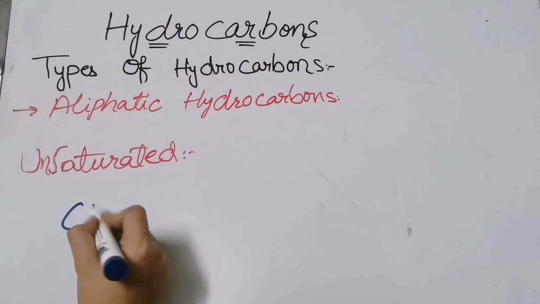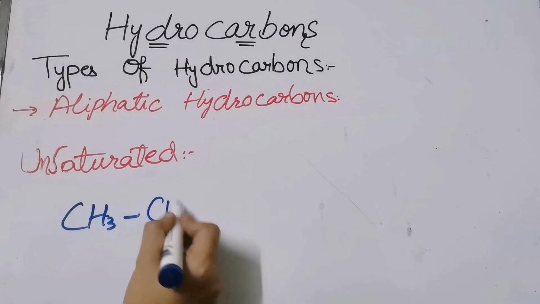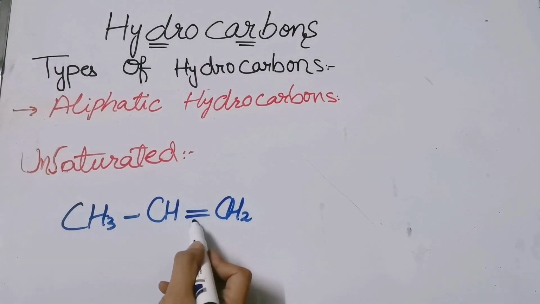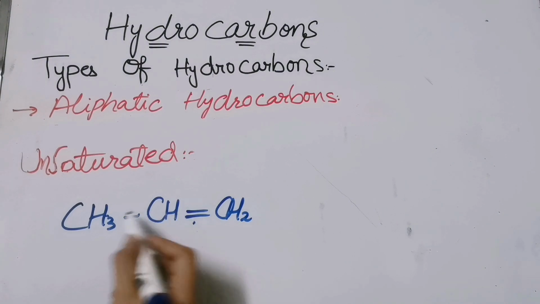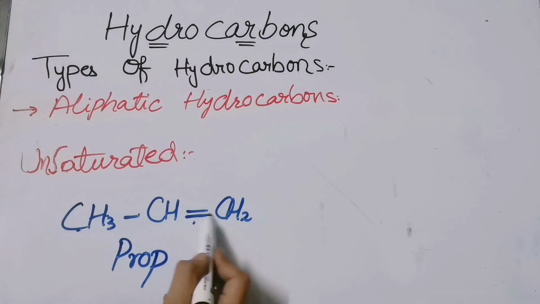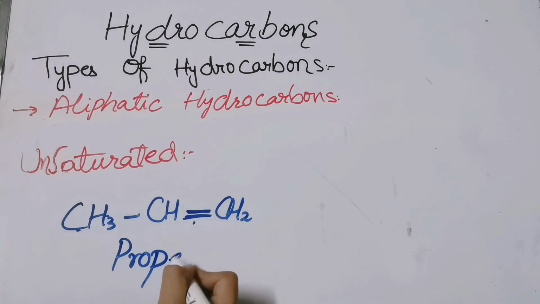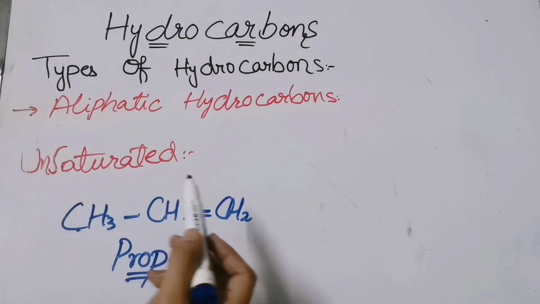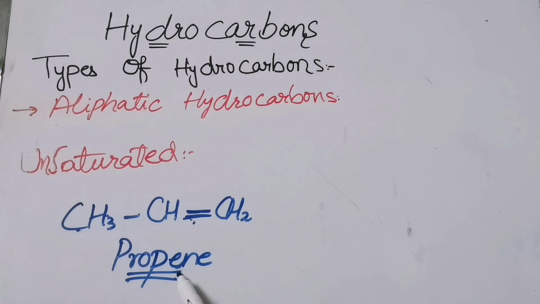In this case, we will have double or triple bond. See over here how many carbons there are? 3. So we will write prop. But it is having double bond. So we will write ene. Right? Ene is used for alkenes. So this is alkene. So we will write here propene.